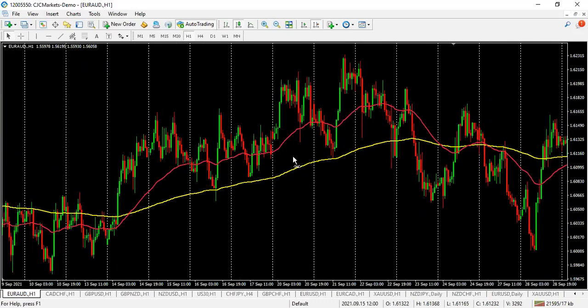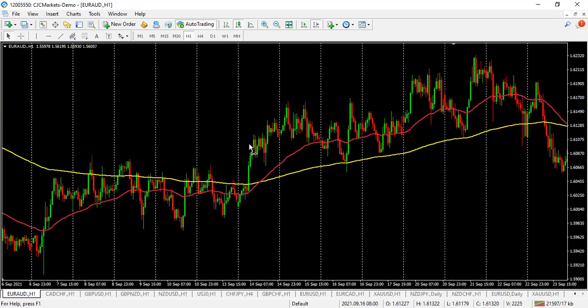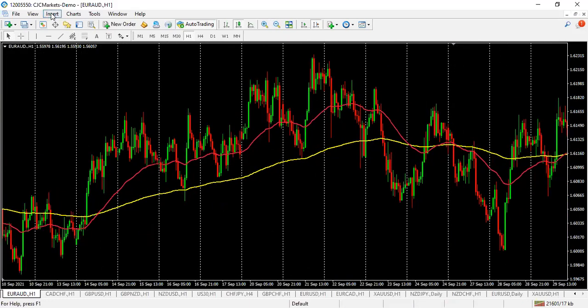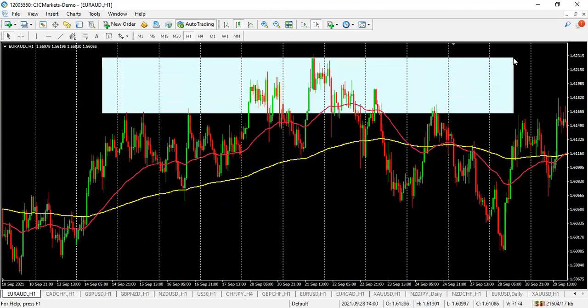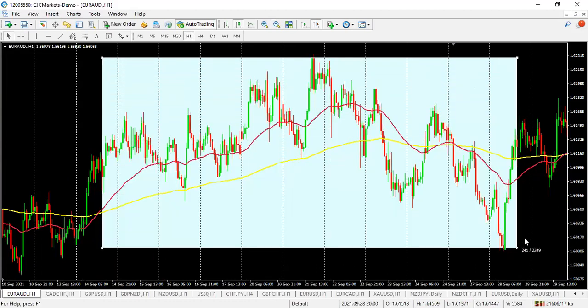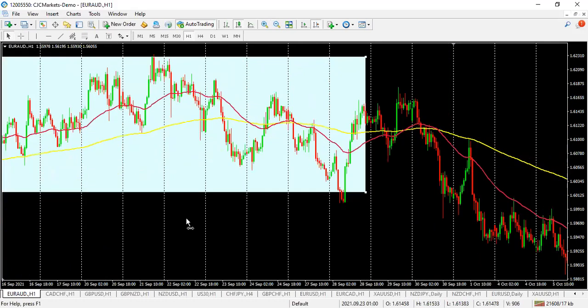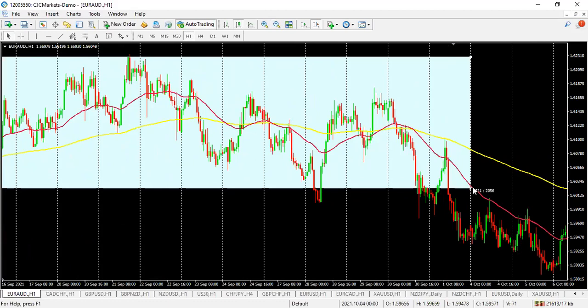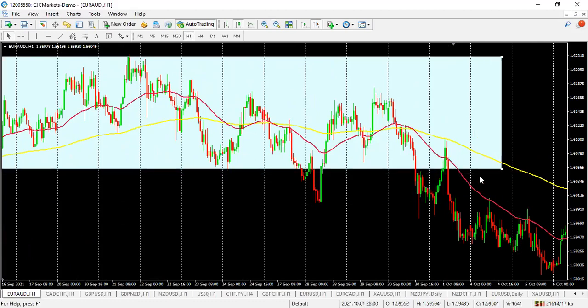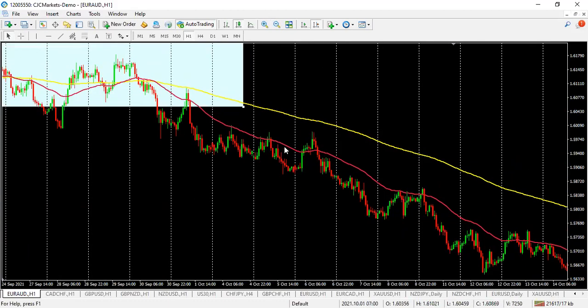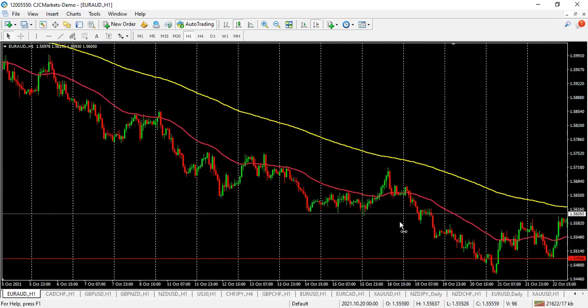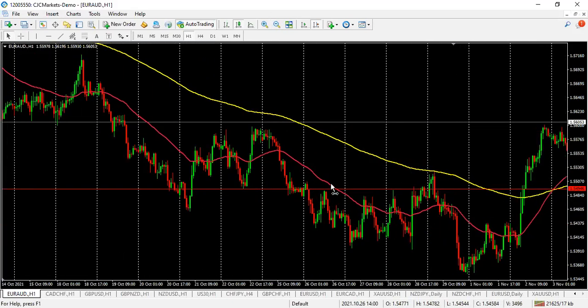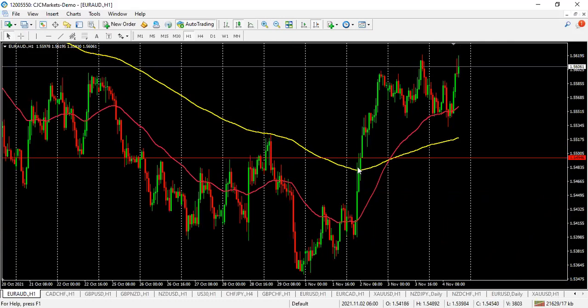Because look at it, it was finding it difficult. From here, it has been ranging. If I pick this, you notice the market was ranging from here, to even this point, until it eventually broke it. And look at it since then. Look at how massive, until it broke it again up here.